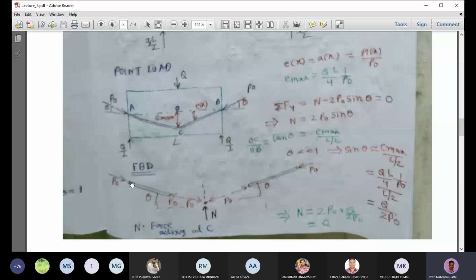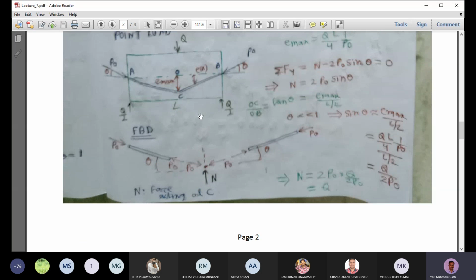We have sketched that AC element here, and at A we have that compressive force P naught acting here. At C we'll have to balance it, so we will have an equal and opposite force, with value P naught. Similarly for BC, we can sketch the figure here, and at B we have that compressive force P naught, and at C again there is a compressive force P naught. So this truss system is in equilibrium, and this truss element is also in equilibrium.